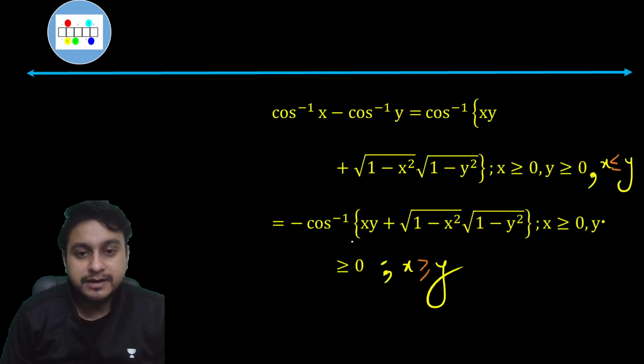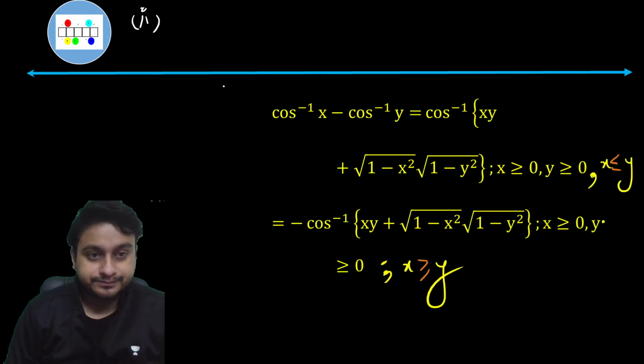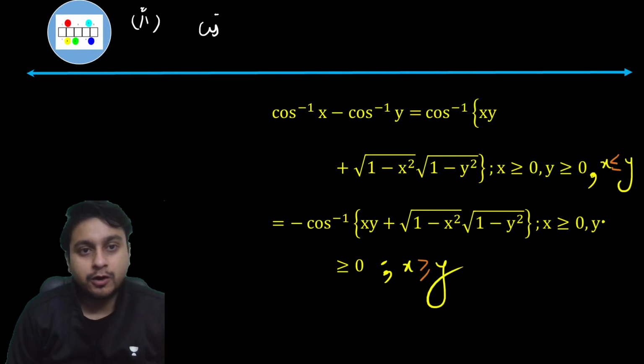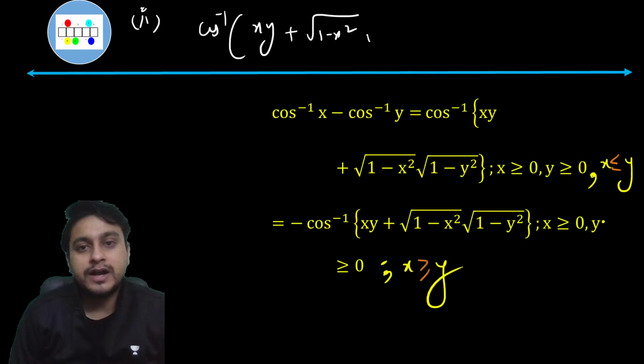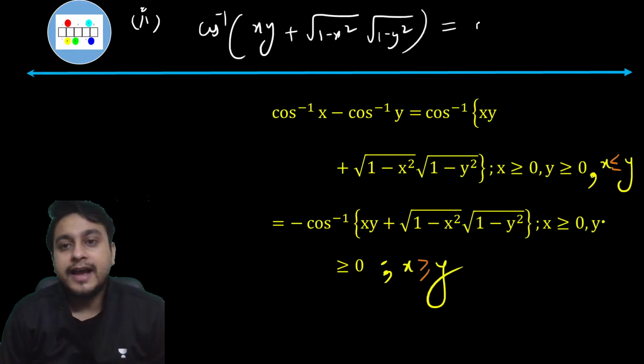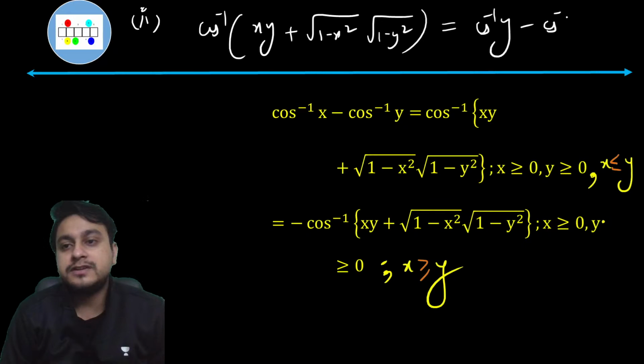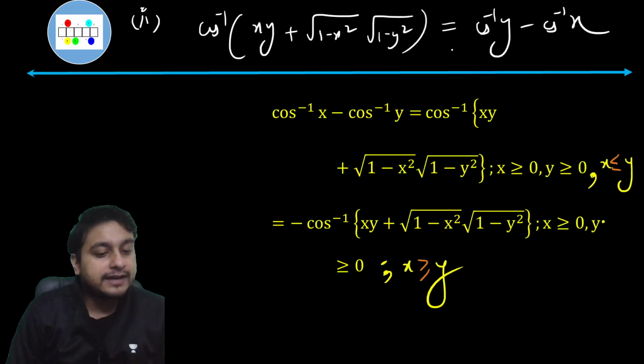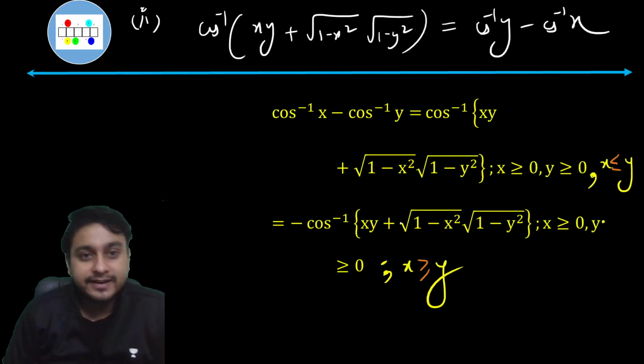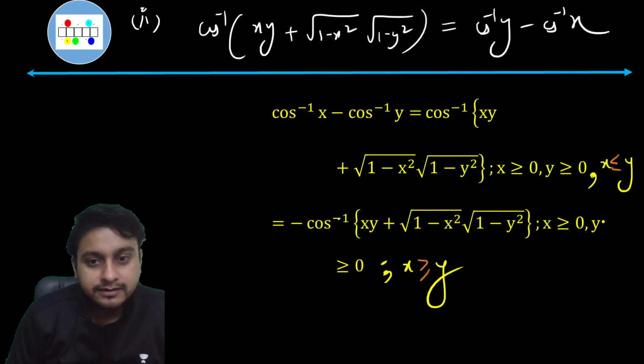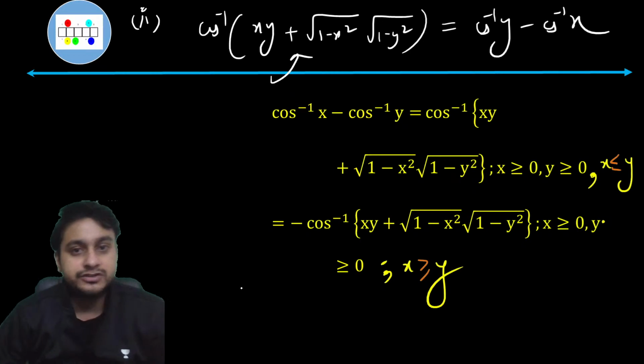Okay. Finally, guys, if I prove this second case, I just need to prove what? Just multiply by minus. In the second, guys, what will happen is I just have to prove cos inverse xy plus under root of 1 minus x square into under root of 1 minus y square as cos inverse y minus cos inverse x, right? If I prove that, that is obviously job done, right? Because I'm multiplying by minus.